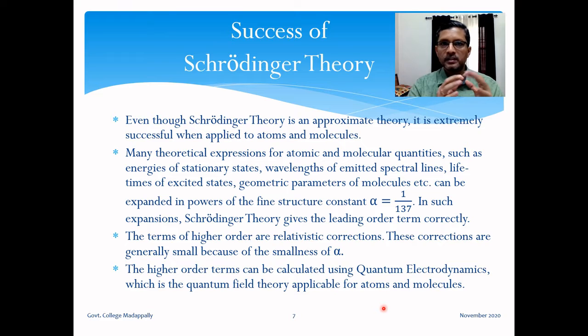The reason is that these two approximations are valid in these systems. And to calculate the correction terms, the relativistic correction terms and higher order terms, we need a more sophisticated theory, quantum electrodynamics, which is one of the quantum field theories.